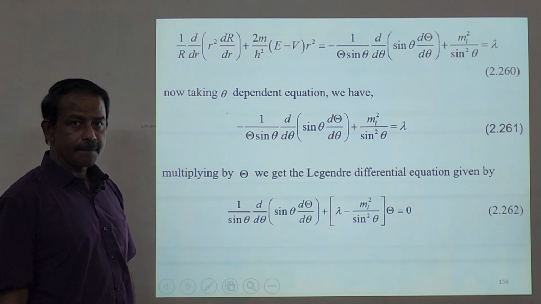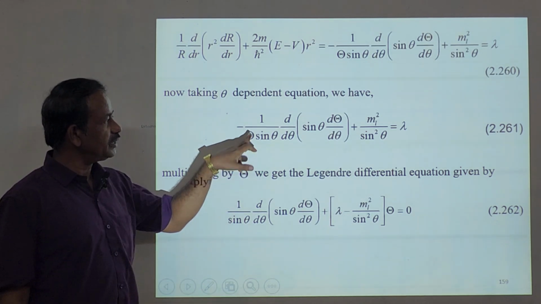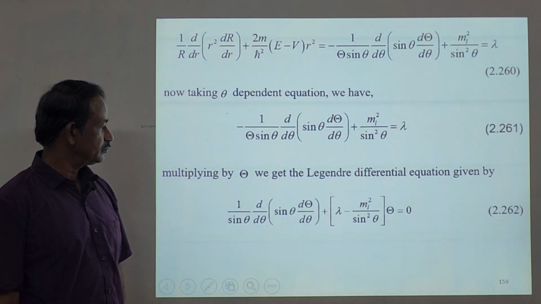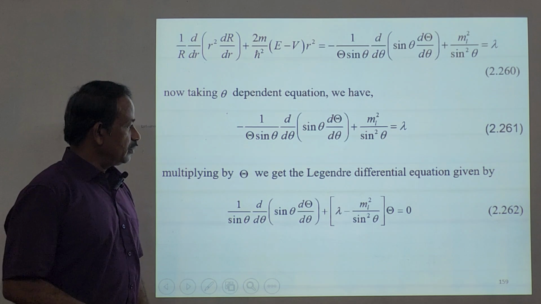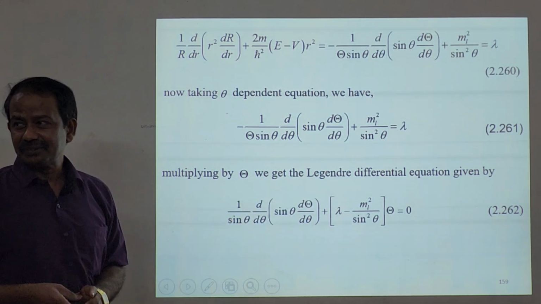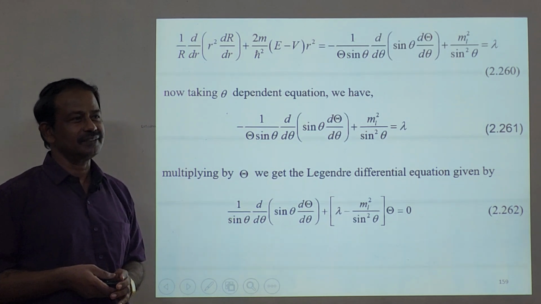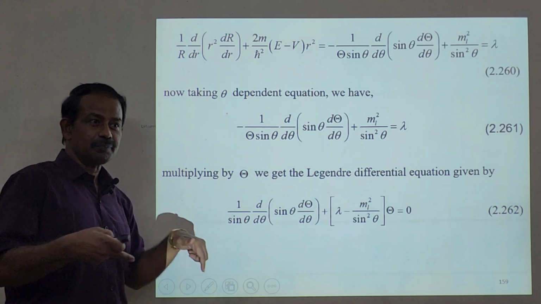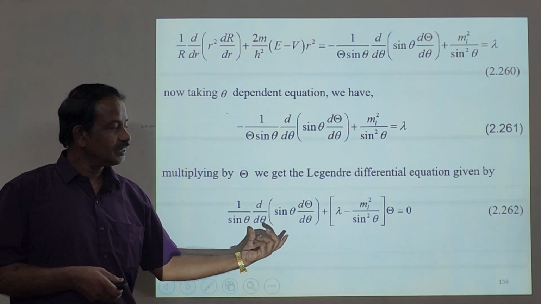Is it okay? Multiply by theta, that will give you this one, equation 2.262. Is it okay? So now, what is this equation? This equation is nothing but the Legendre differential equation. The solution will be the Legendre polynomial. So easily we can get the solution from the Legendre polynomial and apply it to this differential equation.